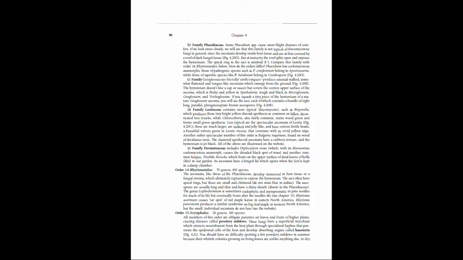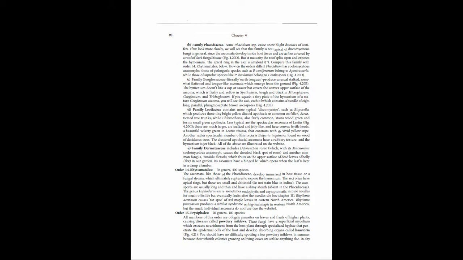D. Family Leotiaceae contains more typical Ascomycetes, such as Bisporella, which produces those tiny bright yellow discoid apothecia so common on fallen, decorticated tree trunks, while Chlorociboria, also fairly common, stains wood green and forms small green apothecia. Less typical are the spectacular ascomata of Leotia, Fig 4.20c. These are much larger, stalked and jelly-like, and have convex fertile heads, a beautiful velvety green in Leotia viscosa, that contrasts with its vivid yellow stipe.